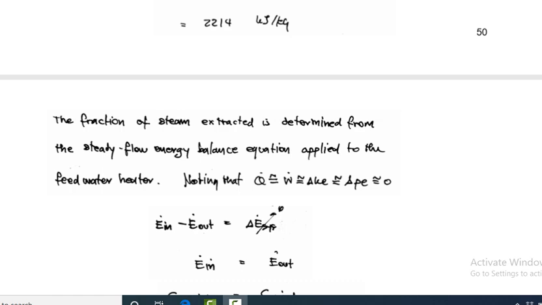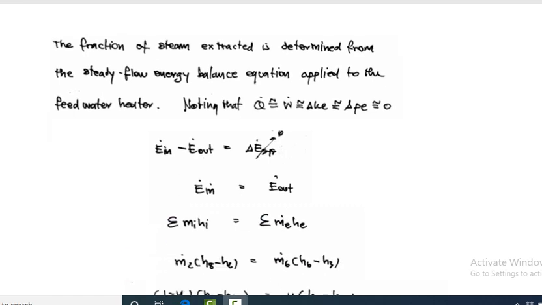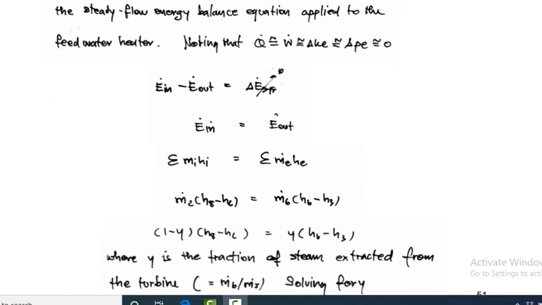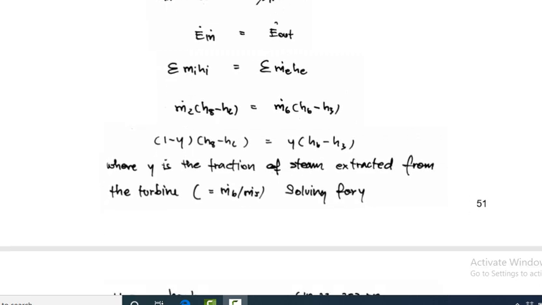Whenever the numerical belongs to the open feed water heater or closed feed water heater, at that time you have to consider the steady flow energy equation. Noting that Q equals W equals delta KE equals delta PE equals 0, because this is the consideration in these assumptions. Then energy in minus energy out equals delta E of the system. You have to equate that equation, this is the inlet and this is the exit, and find the inlet terms h8 minus h2 and h6 minus h3.